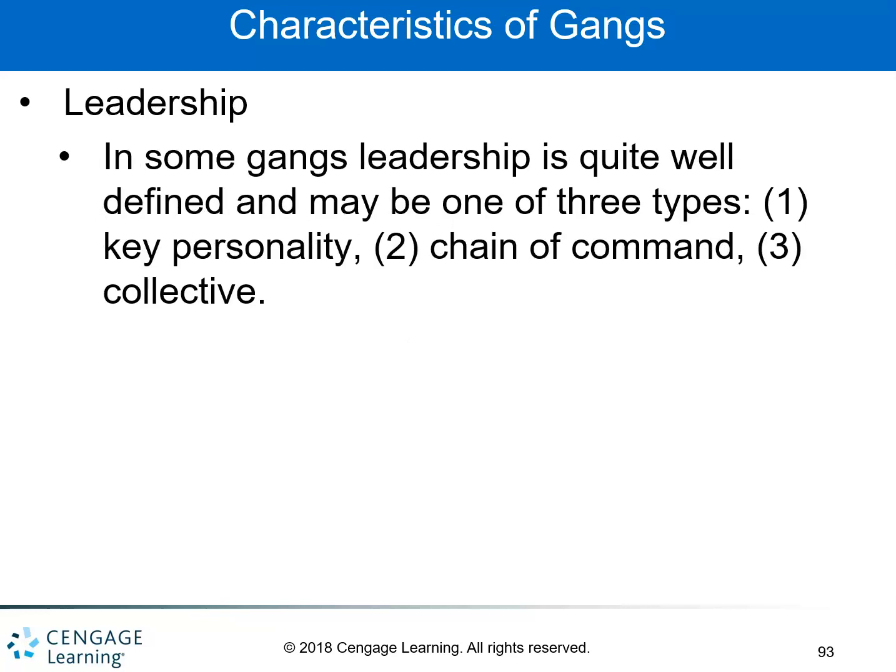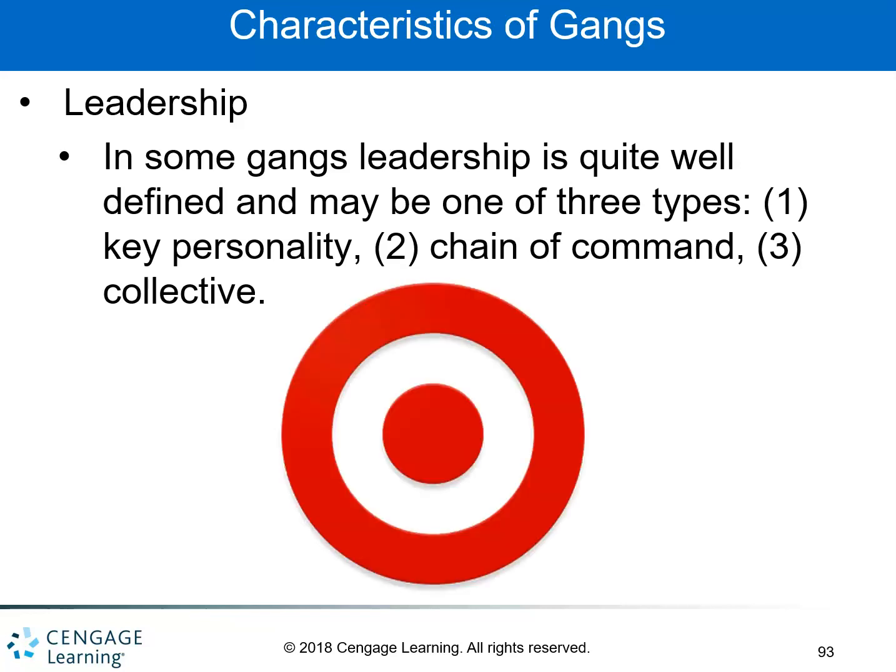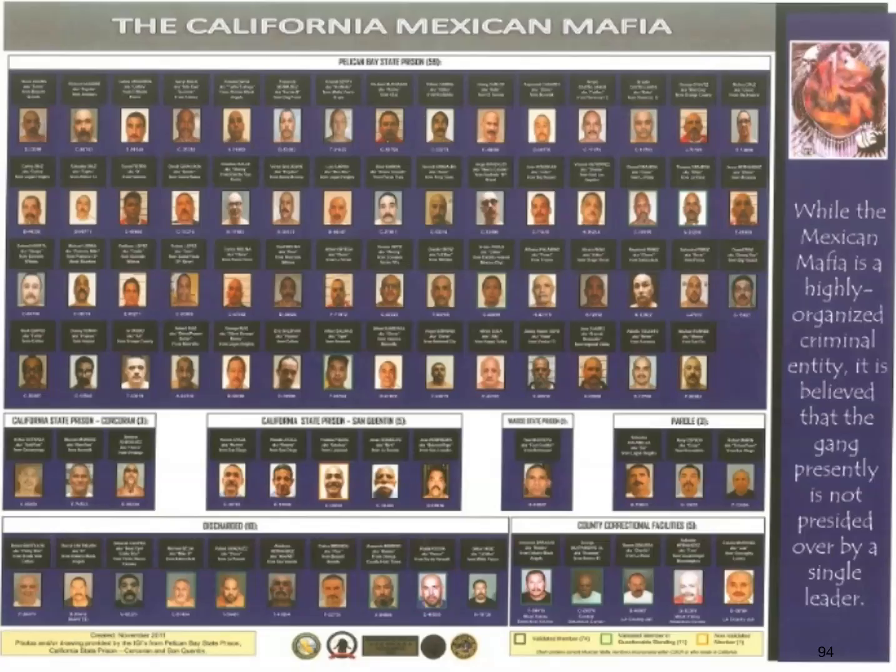Again, leadership in some gangs is very well defined, and may be one of three types. It could be a key personality, a chain of command type leadership, or collective. We look at the target again. Those in the center are the hardcore gang members, and then the less hardcore and wannabes are on the outside, etc. That's one way to look at it.